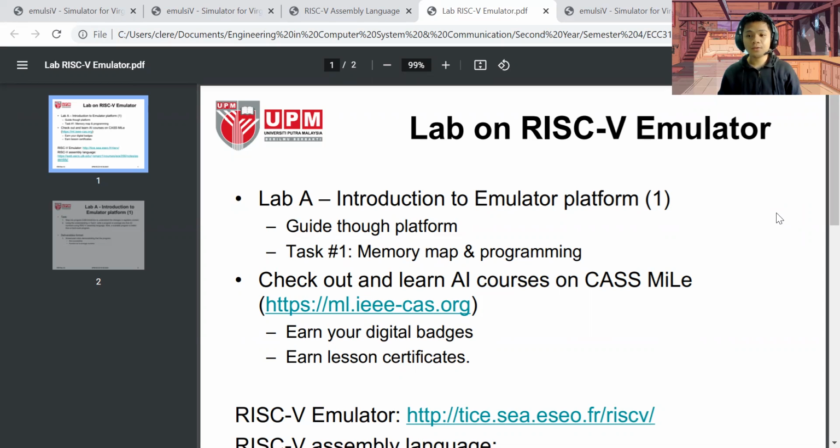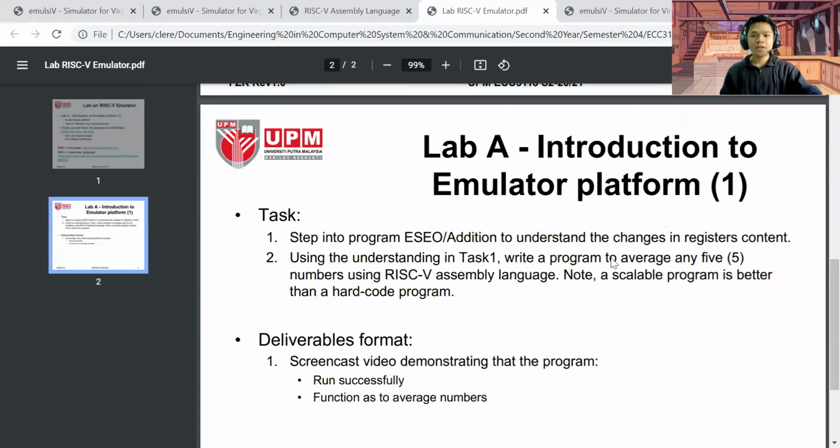So today in this video, I will present and explain the first lab assignment on the course ECC3118 Microprocessor. The first lab assignment was given on how to write code and run a simulation using the RISC-V Emulator. In this, my task was to run an ECO addition to understand the changes in register content.